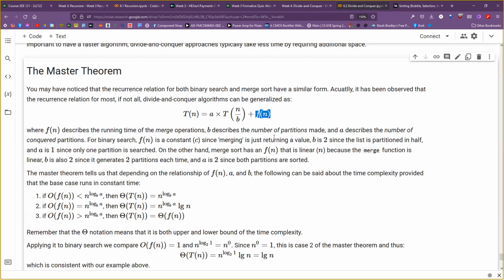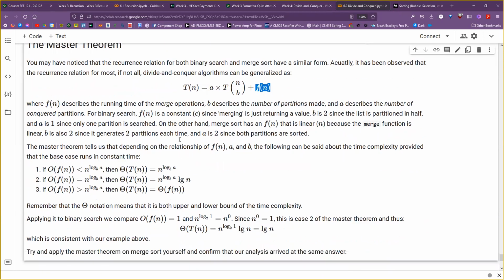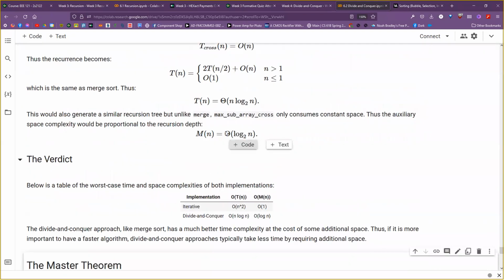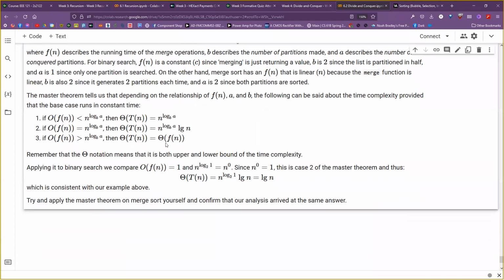So given this form, pwede natin makuha yung ating time complexity without actually going through yung recurrence tree or yung substitution. So, ayun, so si f of n daw, if mas maliit siya than n to the log b of a, then yung time complexity natin is n to the log b of a. So, another note lang din, yung theta notation, this just means na yung upper bound and yung lower bound is the same for our function.